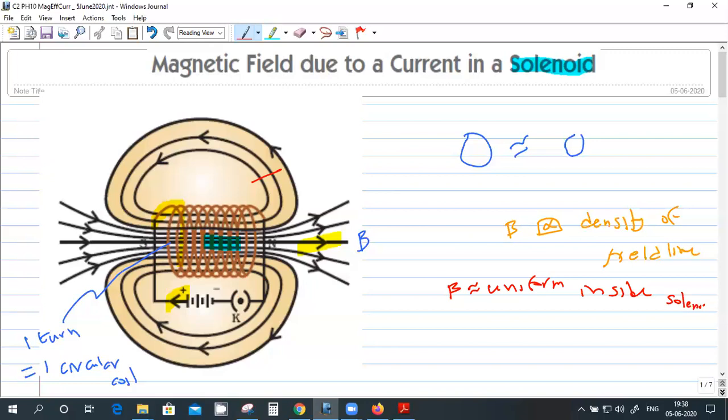Suppose you want to create a region of constant uniform magnetic field. Use the solenoid, and the region is inside the solenoid. What do you understand by uniform? They're at equal distances to each other. Uniform means not changing with space.